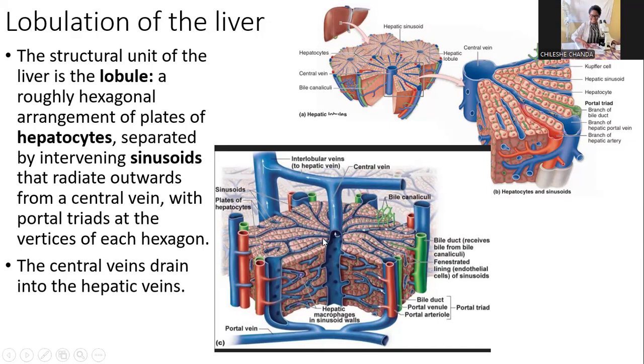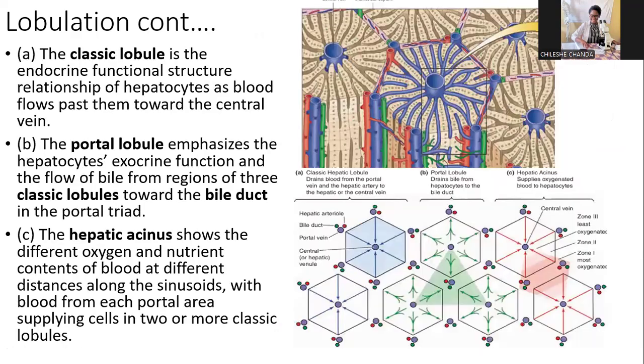On the sides of the sinusoids, you find columns of hepatocytes. Those that look brownish in color are hepatocytes, several columns of hepatocytes. In the middle, you find these paths known as sinusoids, and these sinusoids come and meet in the middle to form the central vein, which carries blood to the hepatic vein.